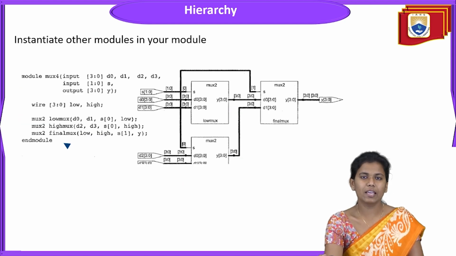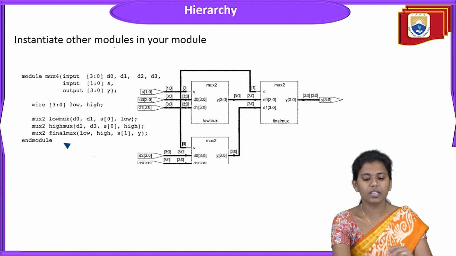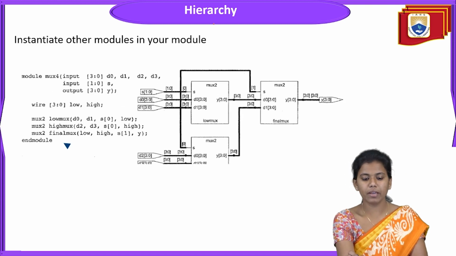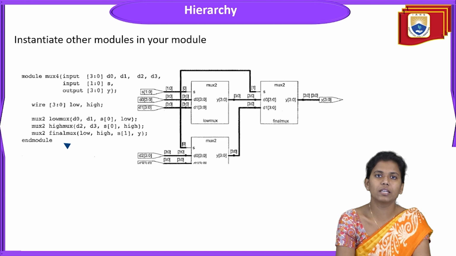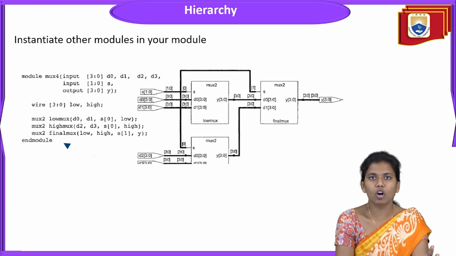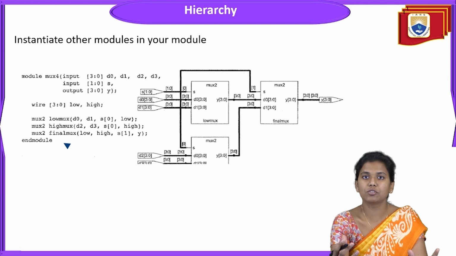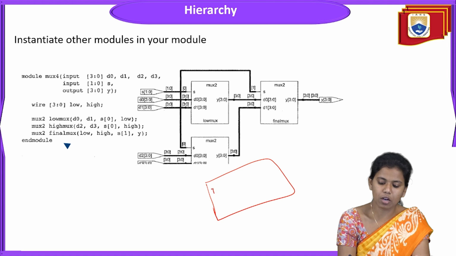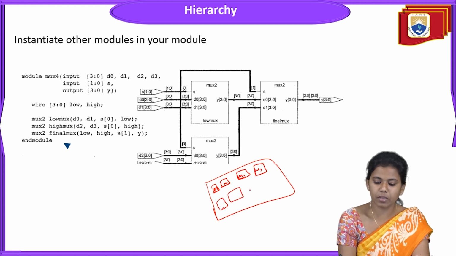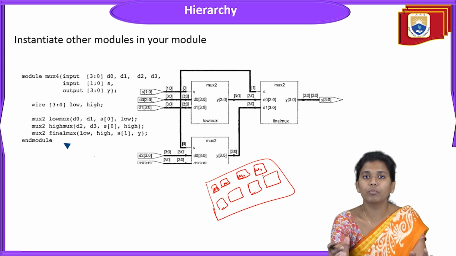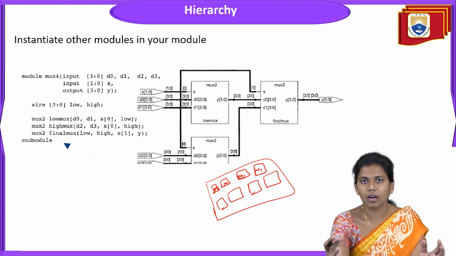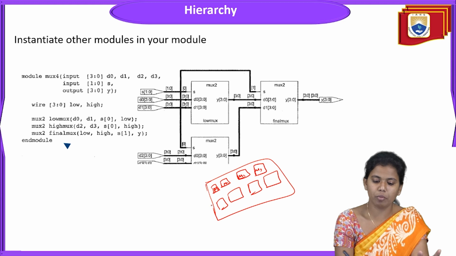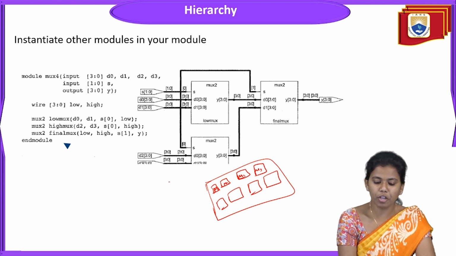And we will see the hierarchy. When it comes to the hierarchy, instantiate other modules in your module. So what is meant by hierarchy? As I said, if you are considering any combinational circuits, you will see many modules. All the modules arranged together form a combinational circuit. For example, these are a few modules: M1, M2, M3, M4. When all the modules are connected at some point, they form a combinational circuit.